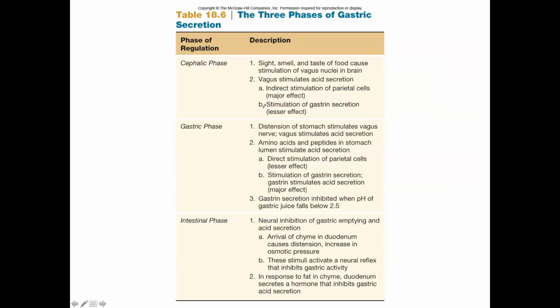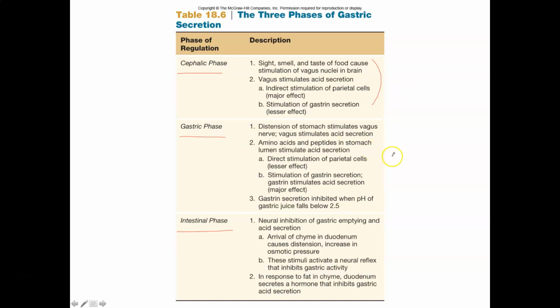So this last slide is simply a summary of things that we were just talking about. So what's happening in the cephalic phase, what's happening in the gastric phase, and then what's happening in the intestinal phase. So just a quick summary: we think about food, we smell food, we see food, and that is starting the gastric motility and the acid production and so forth.